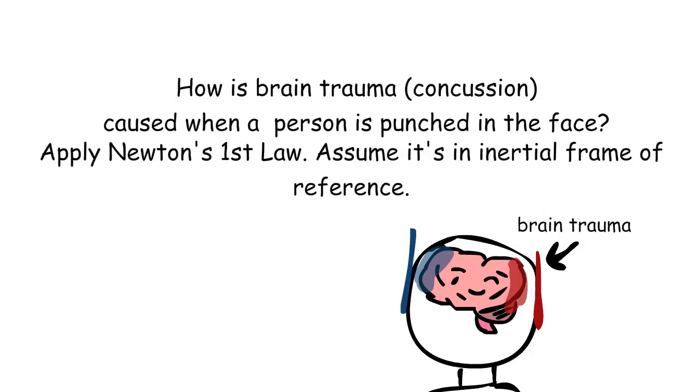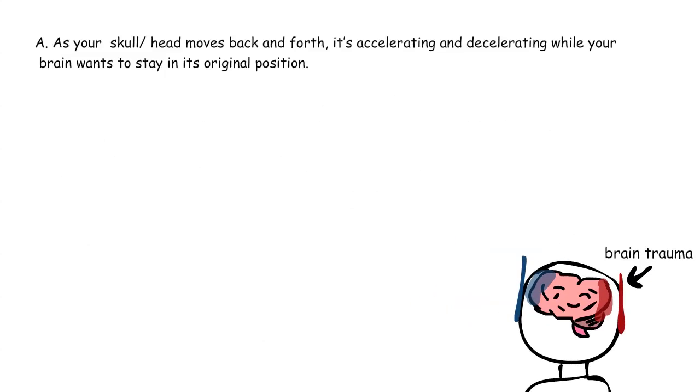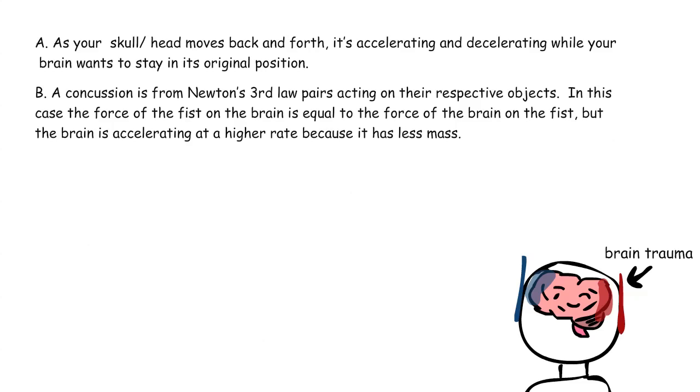Apply Newton's first law. Assume it's in an inertial frame of reference. Is it A, as the skull or head moves back and forth, it's accelerating and decelerating while your brain wants to stay in the original position? Or B, a concussion from Newton's third law pairs acting on respective objects. In this case, the force of the fist on the brain is equal to the force of the brain on the fist, but the brain is accelerating at a higher rate because it has less mass.